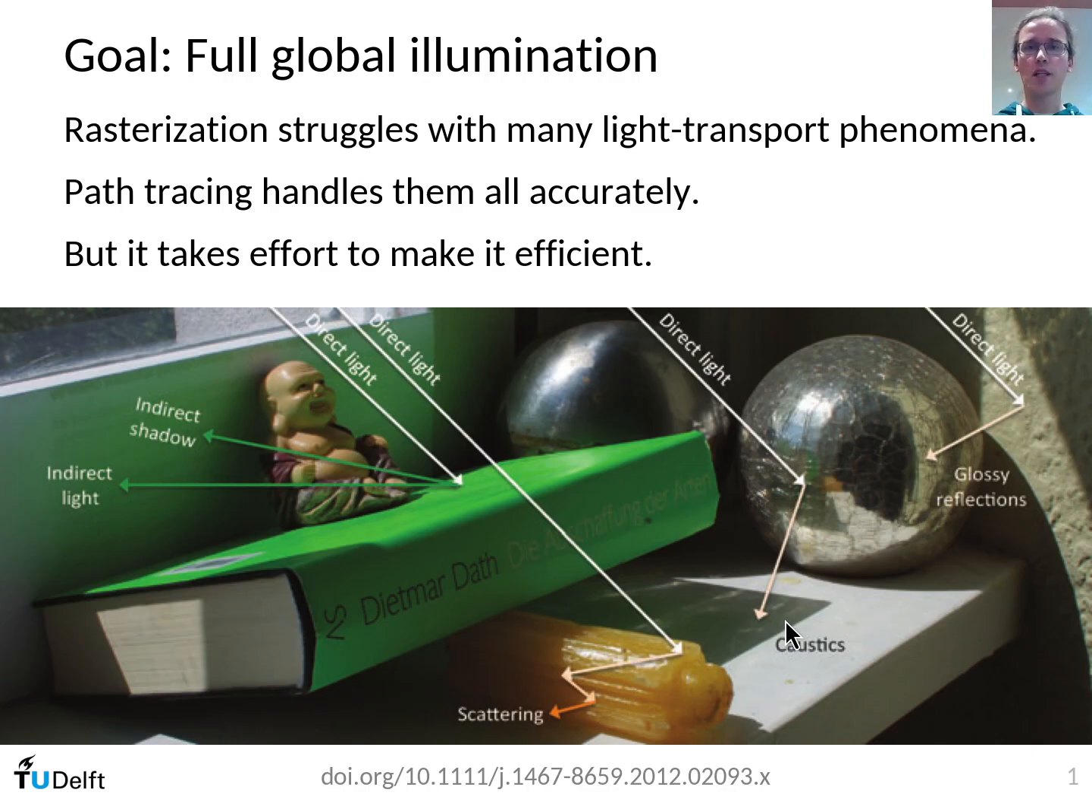So we have many different phenomena that you can observe in the real world. And if you're doing rendering using rasterization, then you'll find it very difficult to reproduce all of these accurately. Now, path tracing is essentially a single algorithm that can handle all of these to some extent. For some of them, it will be very inefficient, but there are good ways to make path tracing efficient, such that it can handle most of the relevant light transport phenomena very efficiently. And that's what we want to learn about.